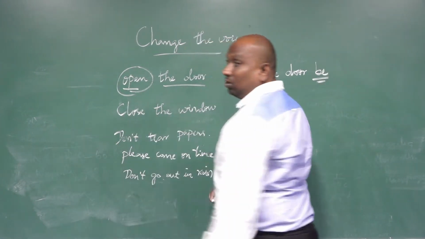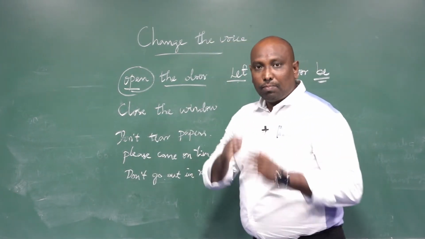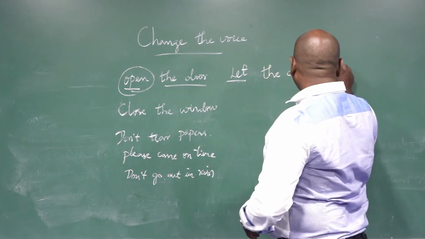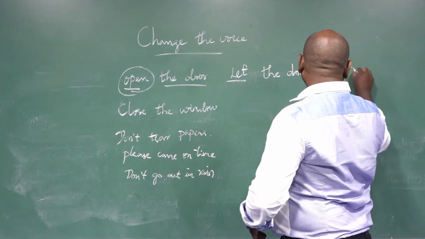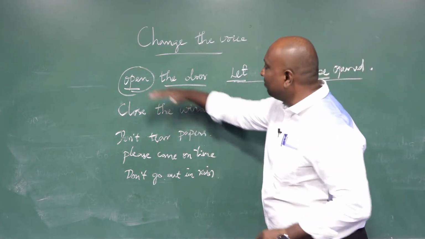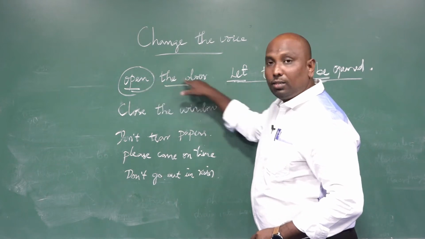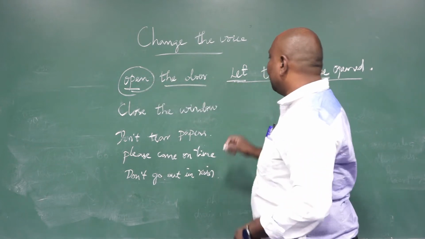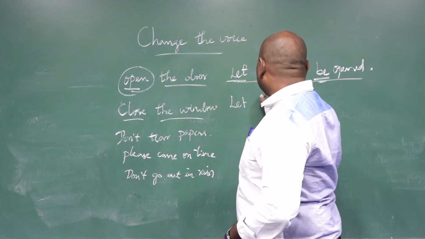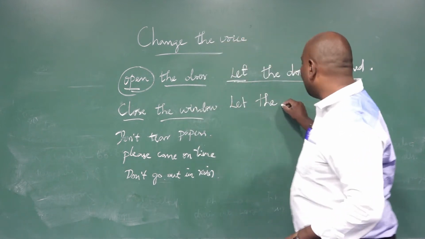I have already told you that in the passive voice, the main verb must always be in the third form. What is the third form for the main verb? Open. Open will be changed to opened. So, let the door be opened. This is an imperative sentence, so this imperative should be written like this, with let. Next, close the window. Close the window also. Let the window be closed.